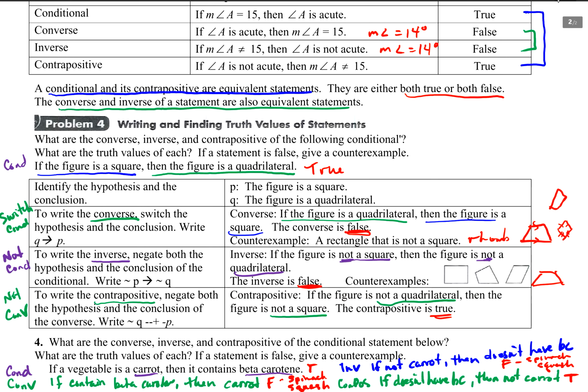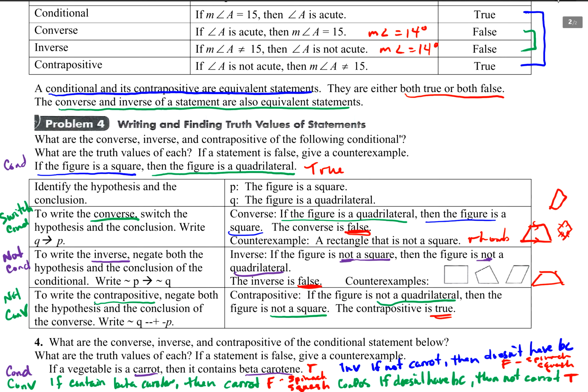All right, I had to squeeze mine in here a little bit. Sorry, there's not enough room. So our conditional says if a vegetable is a carrot, then it contains beta carotene. Now, the first thing you have to know is what beta carotene is.